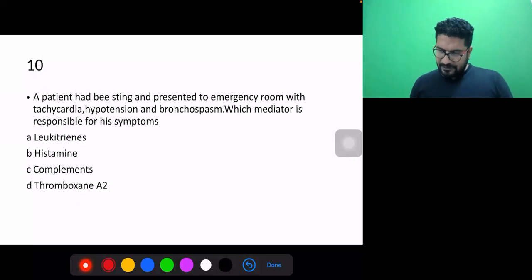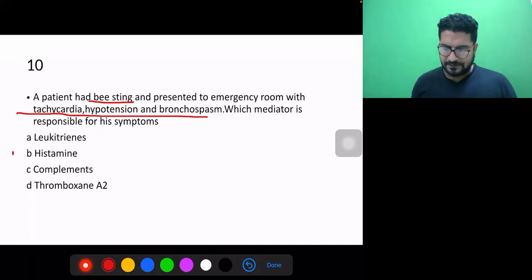Then, a patient presented to the emergency room with tachycardia, hypotension, and bronchospasm. Understand this, they are telling you about a type 1 hypersensitivity reaction. In type 1 hypersensitivity reaction, the main mediator is histamine.